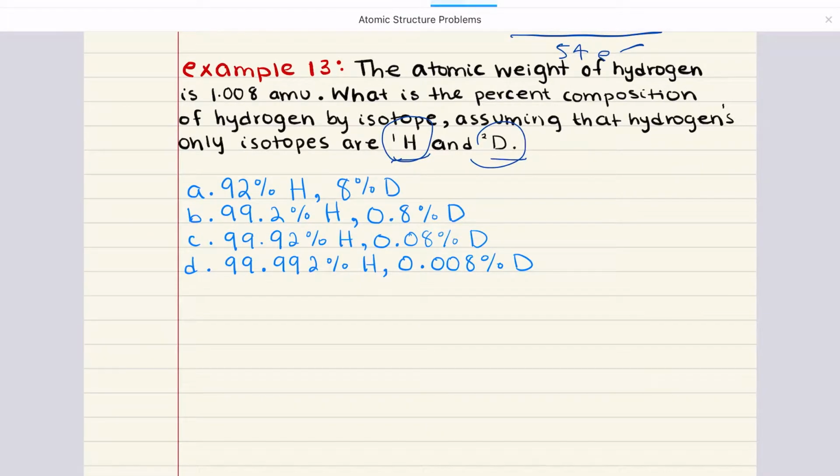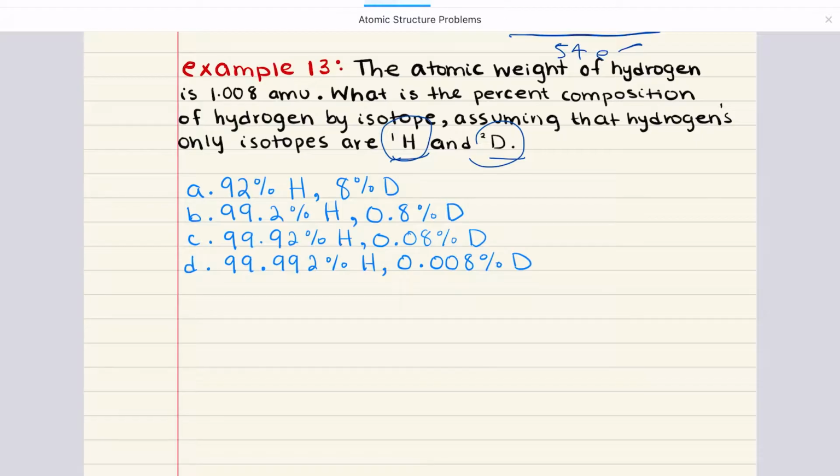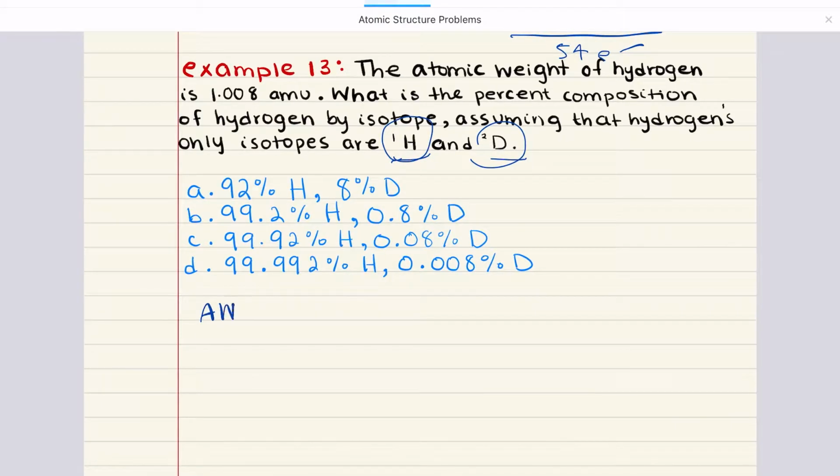To determine the percent composition of hydrogen by isotope, we have to understand the concept of atomic weight and how it relates to isotope composition. The atomic weight or atomic mass of an element is the weighted average of the masses of its isotopes based on their abundance. So we have a lot of good information here to figure this out. We know that the atomic weight of hydrogen is equal to 1.008 AMU.